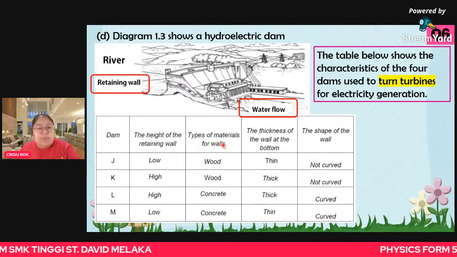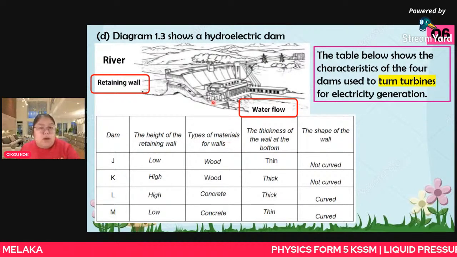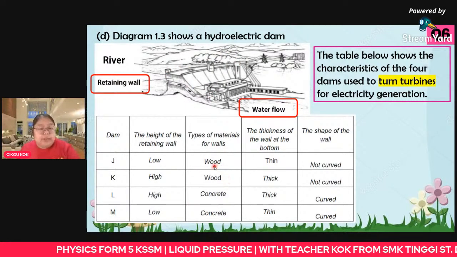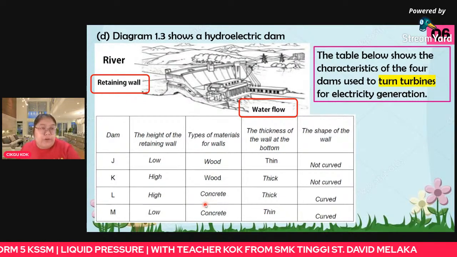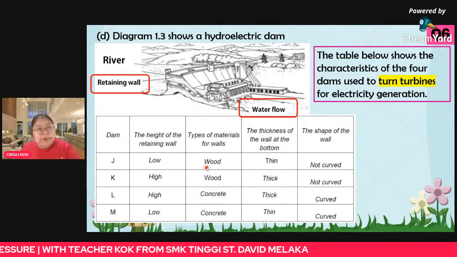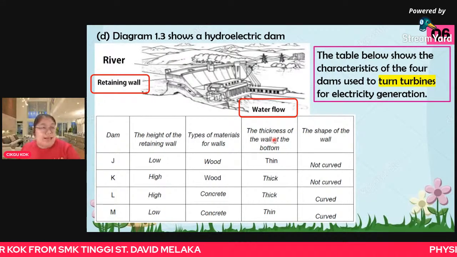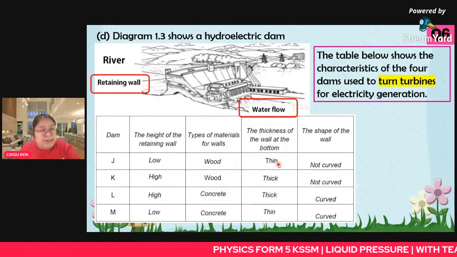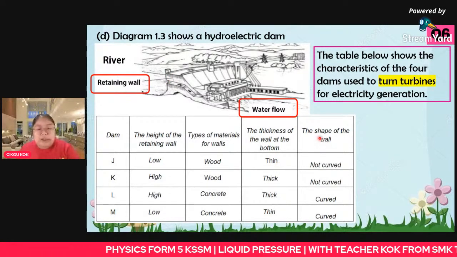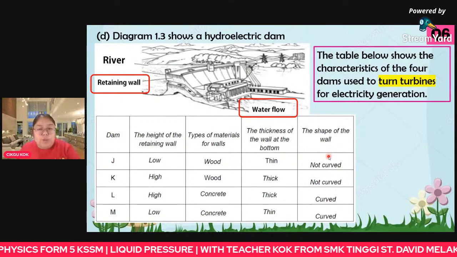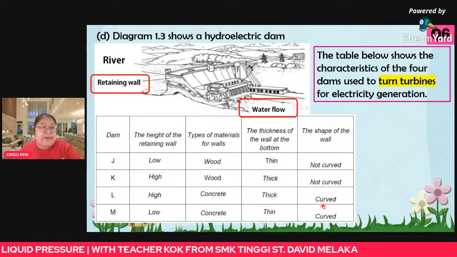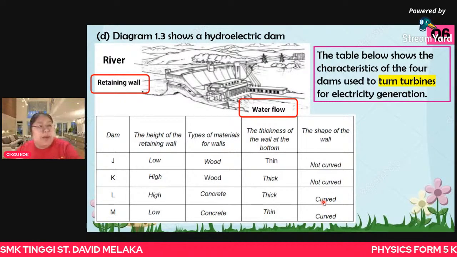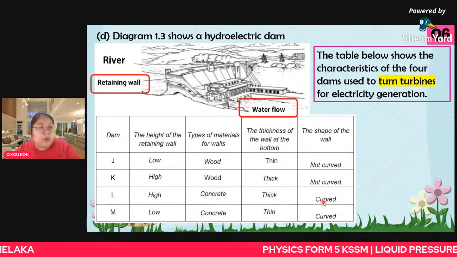Another one is the type of material for the wall. What material do you want to build this wall with? We follow the table. The table gives you only two options, either wood or concrete. You choose, then you give the reason also. The next one is the thickness of the wall at the bottom. They ask about the bottom: do you want thin or thick? And the last one is the shape of the wall: not curved, or curved. So now we need to explain one by one first, then later we choose.